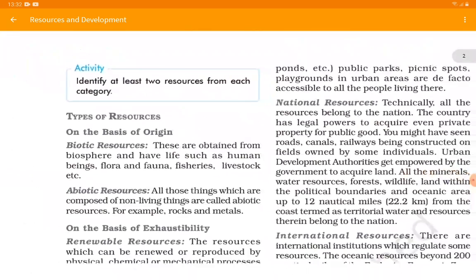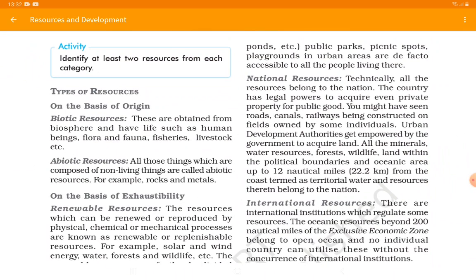Now there is one activity for you, that you have to identify at least two resources from each category. Now let's see the definitions along with the examples. The questions that can be asked are to describe the type of resource on the basis of origin, or exhaustibility, or other bases. Or it can be: what do you mean by biotic or abiotic resource, what are renewable resources, what are national resources, what are international resources, what are stocks, what are reserves. These can all be asked, so we have to be prepared for that.